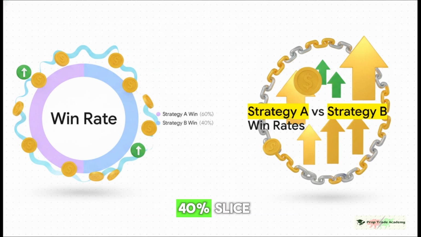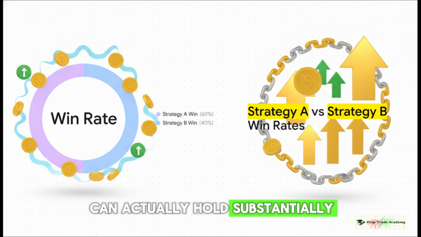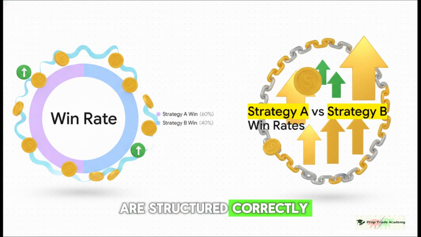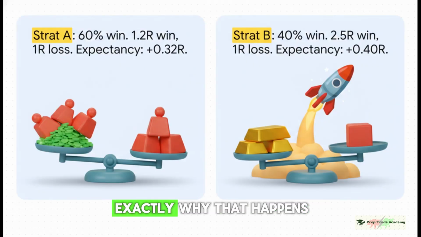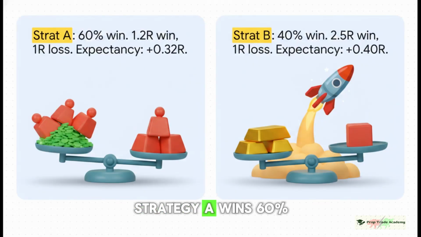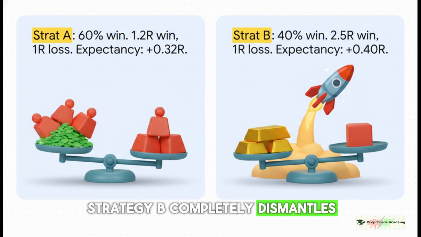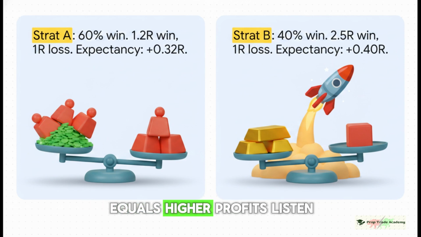But that smaller 40% slice can actually hold substantially more value if your risk units are structured correctly. And this brilliantly illustrates exactly why that happens. Strategy A wins 60% of the time, sure, but the average winner is tiny, just 1.2 R, and the average loser is a full 1 R. Strategy B, on the other hand, only wins 40% of the time, but when it wins, it wins big, an average of 2.5 R. When we do the math, Strategy B actually makes more money per trade. Strategy B completely dismantles the illusion that a high win rate equals higher profits.